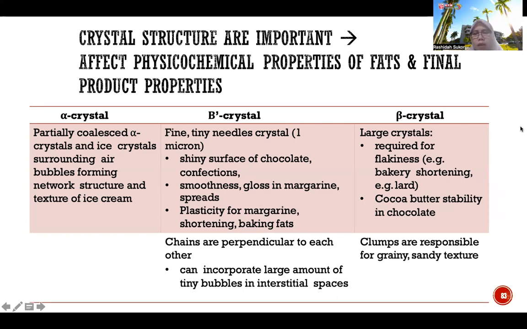Okay. And then for beta crystal, their clumps are responsible for a grainy and sandy structure. This one is mostly larger crystal as compared to beta prime crystal. It is required for the flakiness of bakery shortening, for example. And then beta crystal is the most important contributor to the cocoa butter stability in chocolate. Okay, later we will see what the issue is.